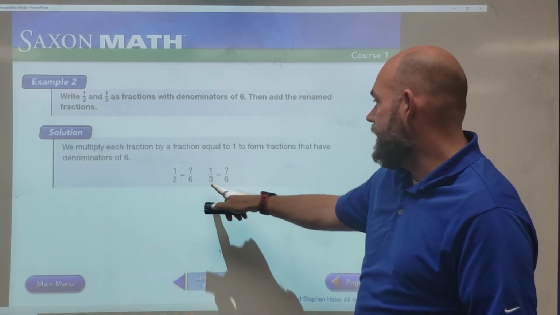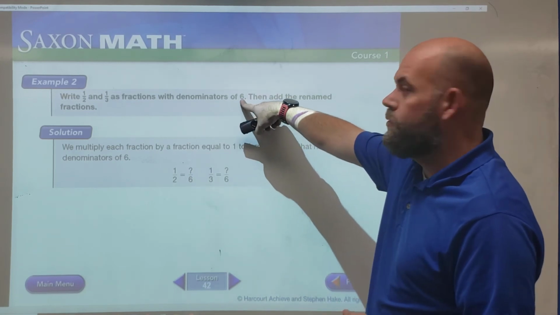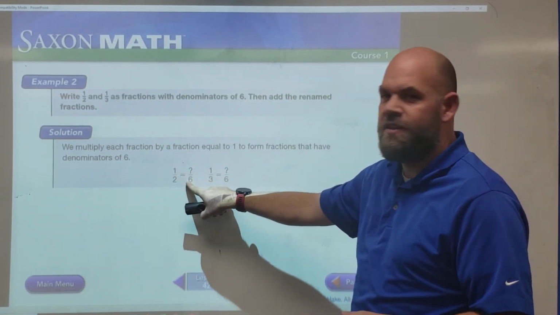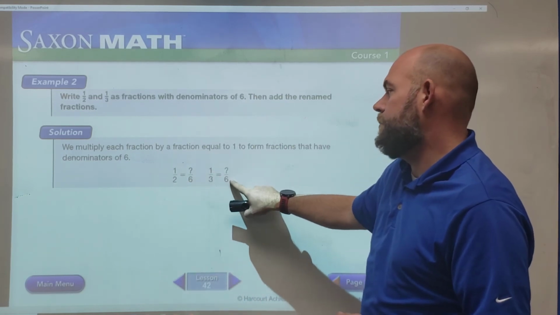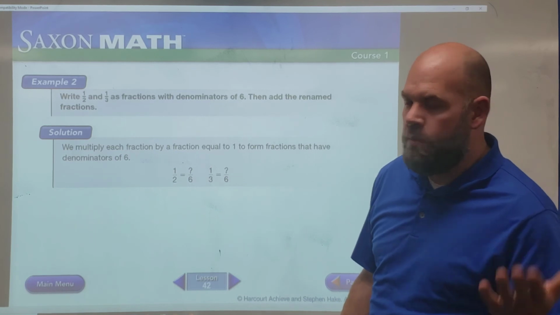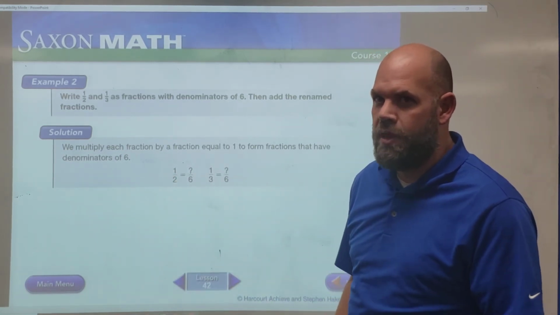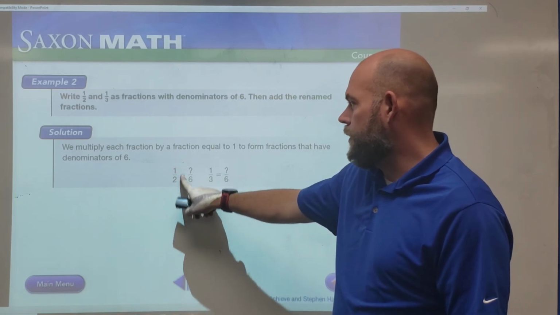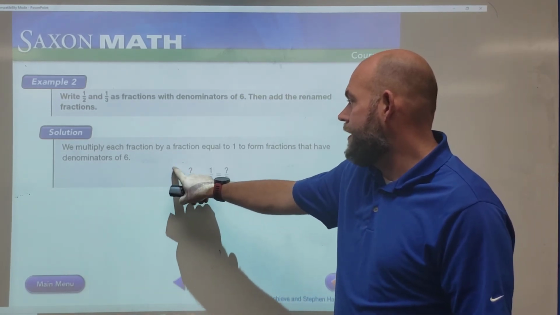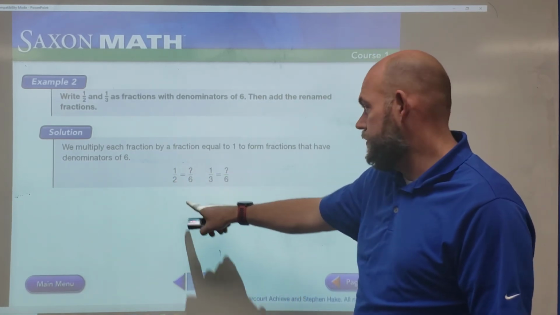So first we take each of them separately, 1/2 and 1/3, and we're going to change them to a denominator of 6. So we're just going to rewrite that as 1/2 equals something over 6, 1/3 equals something over 6. Now, we're going to do this the same way we did our last problem. 2 times what equals 6? Well, 2 times 3 equals 6. So then we're going to multiply it by 3/3. So 2 times 3 is 6. 1 times 3 is 3. So now 1/2 is going to equal 3/6.